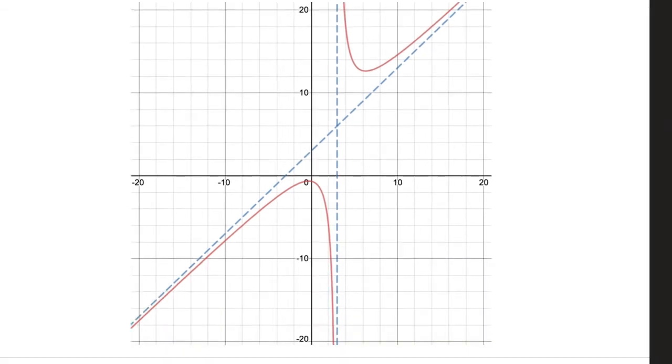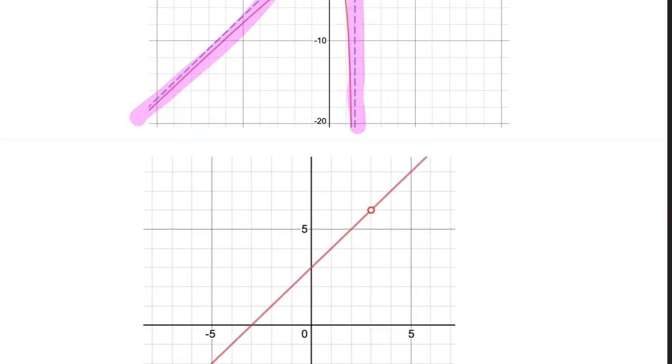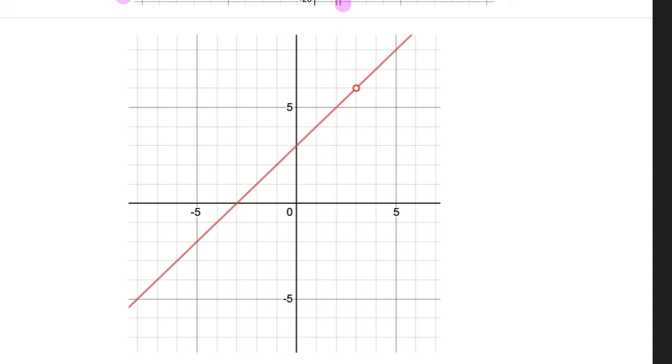Okay, this is kind of cool. This one has a vertical asymptote. It has a vertical asymptote and it has a slant asymptote. Okay. This one doesn't have an asymptote, but it has what's called a hole. Okay, it's literally a hole in the graph.